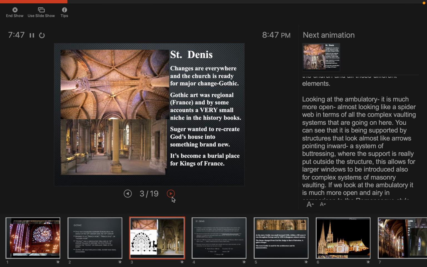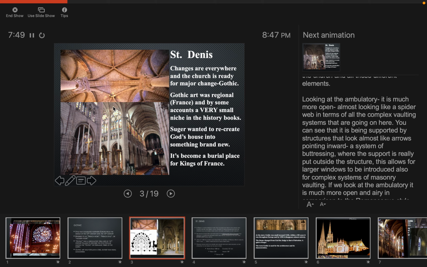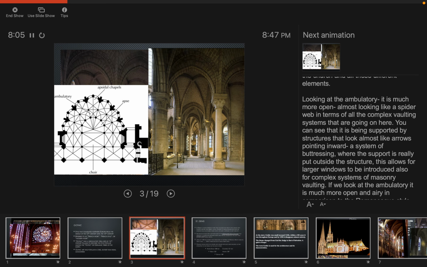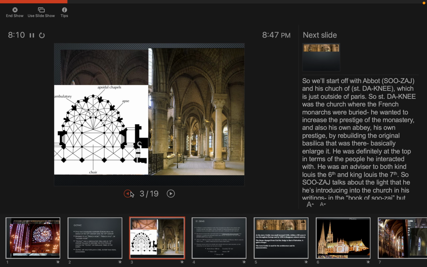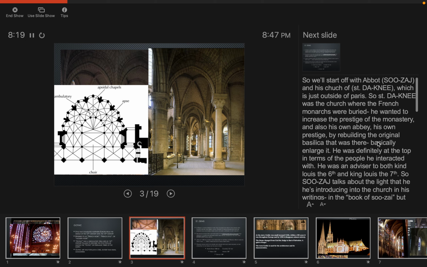Let's see if we can find a better picture. Oh yeah. So like these structures here going all the way up to the top of the ambulatory and downward. This was kind of a system of buttressing where the support is really put on the outside, but it's on the inside here. There is also outside buttressing that is additional kind of support.